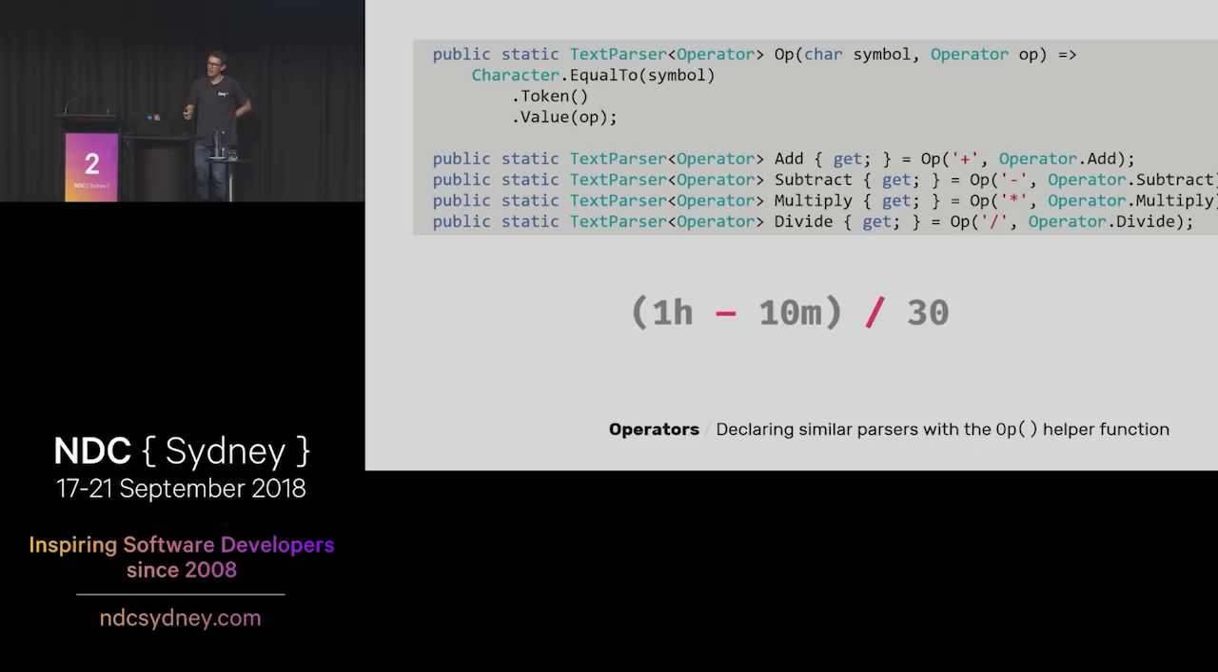So, given that we can parse durations, parsing operators is pretty simple. Here I have factored things a bit. The op function takes the symbol and then the enum member that represents the operator. And so we have plus gives us operator add, and minus gives us subtract, and so on. And so again, it's just programming, so we can get those four for the price of kind of 1.5.